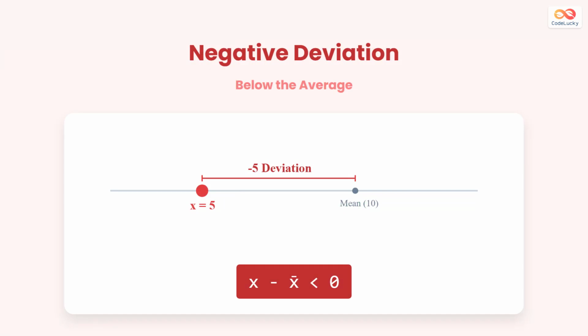Conversely, if a data point is smaller than the mean, the result is negative. If our data point is 5 and the mean is 10, the deviation is negative 5. This negative sign is important. It tells us we are below average.